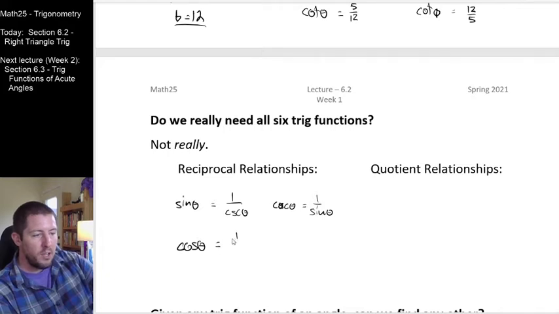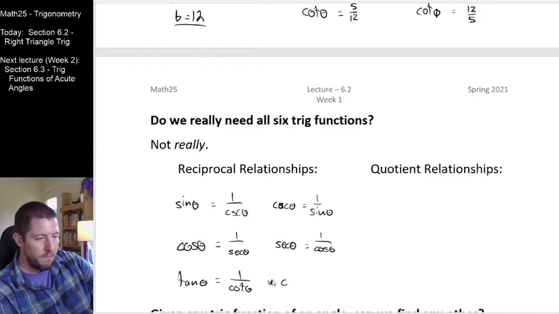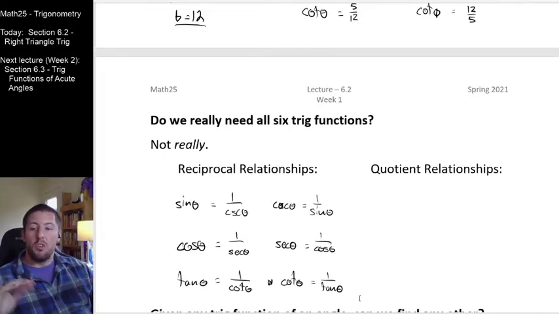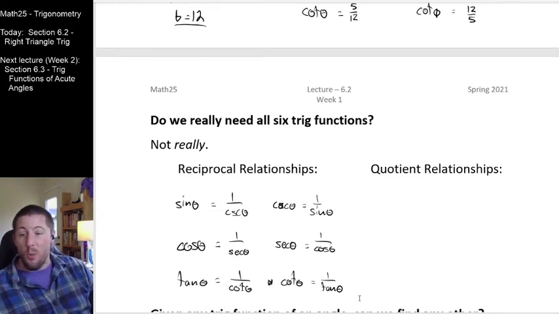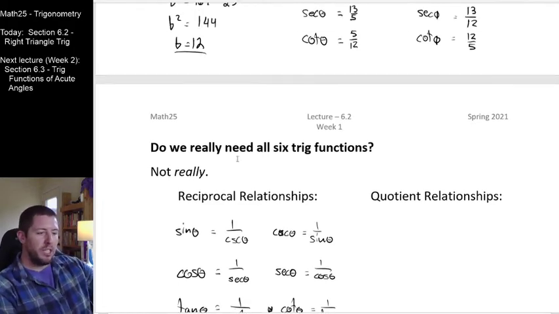Cosine is associated with secant. These are reciprocals of each other. And tangent is 1 over cotangent, and cotangent is 1 over tangent. So these are our reciprocal relationships. We can flip any one of these and get to any one of the others. So in one sense, if you know one, you guaranteed know two of your trig functions because you just have to flip it. We also have a special quotient relationship.